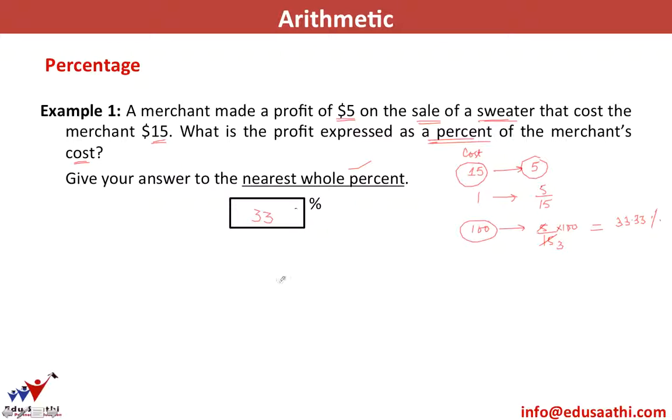Even if you want to follow the formula, you can follow the formula as the profit that you make over the cost price into 100. So this formula has been worked out from this example. Even if you don't remember the formula, that is perfectly alright. You just need to understand the concept of percent. That means per 100, what is the profit that you are making.